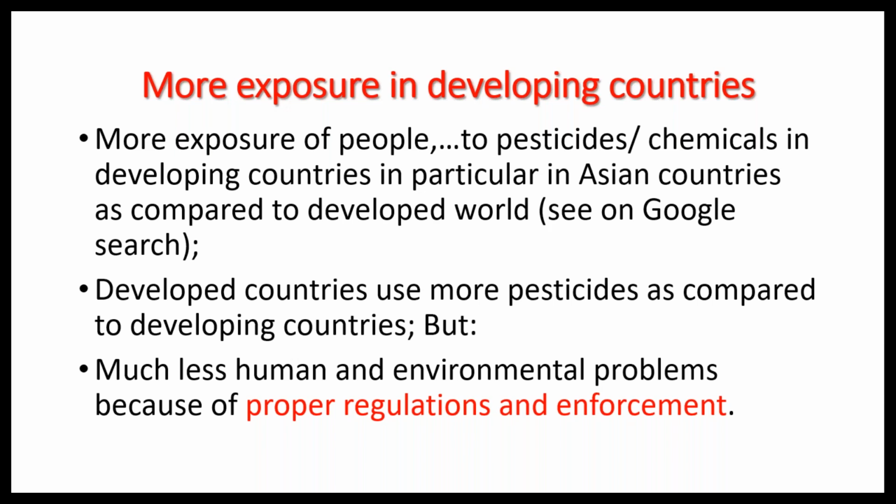This is another message that you can find on the internet with a Google search: more exposure in developing countries. Because of lack of regulation and enforcement, we have more exposure of people and the environment to pesticides and other chemicals as compared to developed countries. Because in developed countries, we have good regulation and enforcement, even though they use more pesticides and chemicals. But we have lots of killings of people and wildlife in developing countries because of lack of regulation and enforcement. Next slide, please.